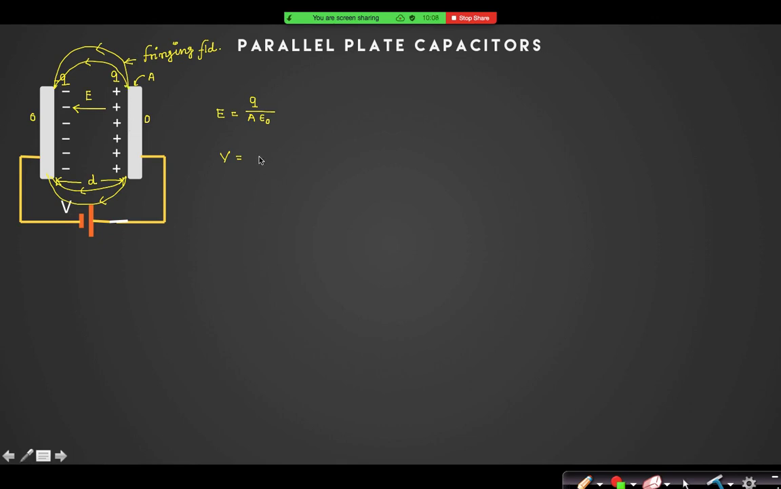Okay, so what is potential difference? E multiplied by D is the potential difference, that is Q into D divided by A epsilon naught. Now I can compare this with the equation Q equal to CV. Do you remember that equation, Q equal to CV? If I equate these two equations, then what is the value of C you will get? A epsilon naught by D.